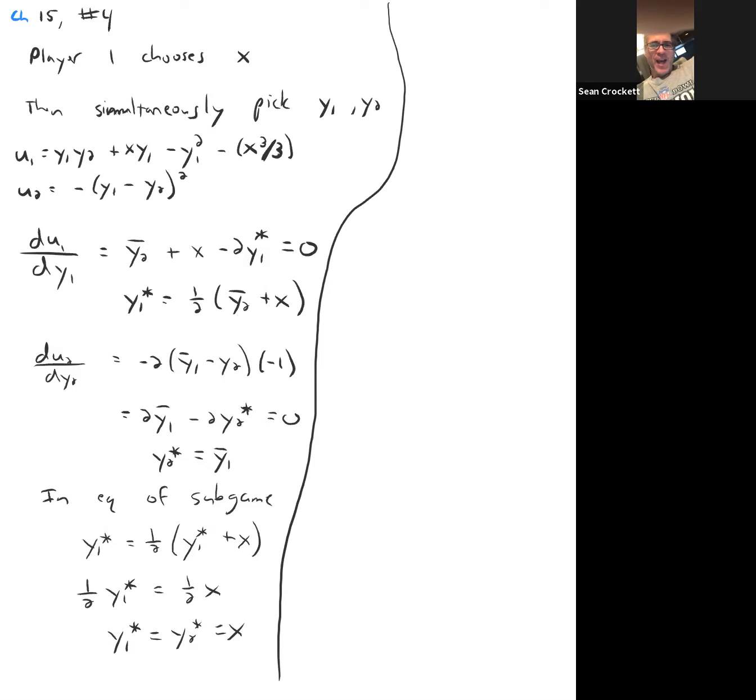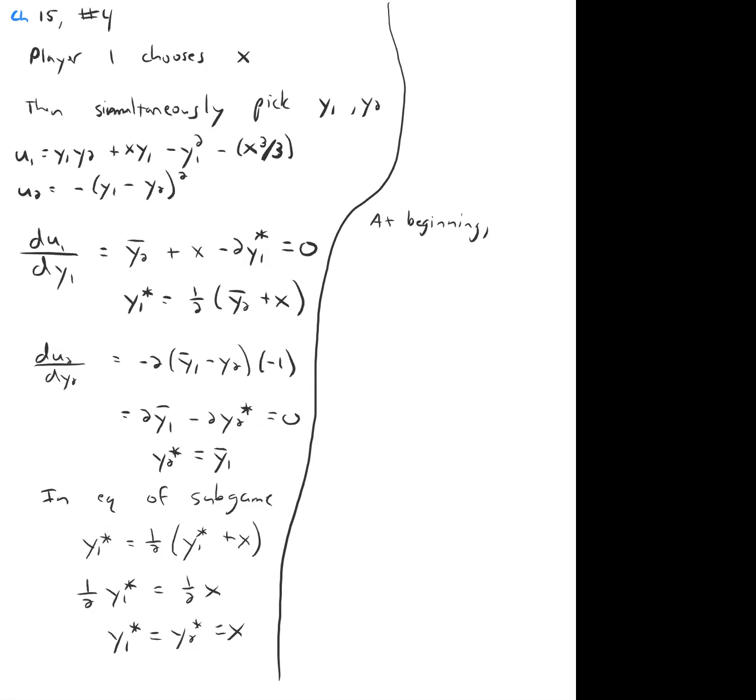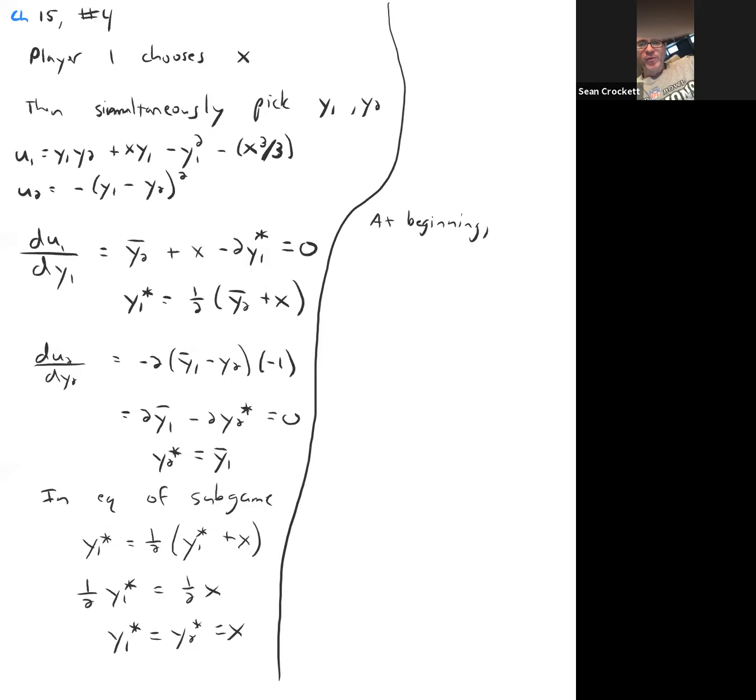So now, at the beginning, player one knows how the game is going to resolve. Player one knows that whatever she picks as X is also, in the subgame, going to be the same value as Y1 star and Y2 star. And so she's going to be able to substitute those values of Y1 star and Y2 star into her utility function before doing the optimization.